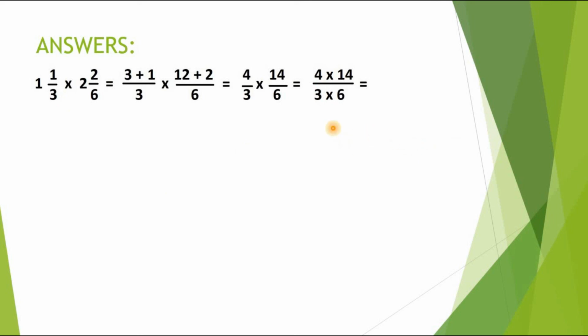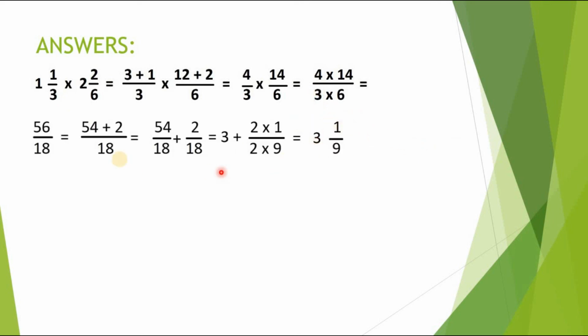Okay? So, then we multiply na. 4 times 14 is actually 56. And 3 times 6 is actually 18. Okay? And then, 56 is actually equal to 54 plus 2 all over 18. So, paghihiwalayin natin, is 54 over 18 plus 2 over 18. 3 plus, we will factor out 2. 2 times 1 and 18, which is 2 times 9. And then, we will cancel out 2. So, ang ating final answer is 3 and 1 over 9.